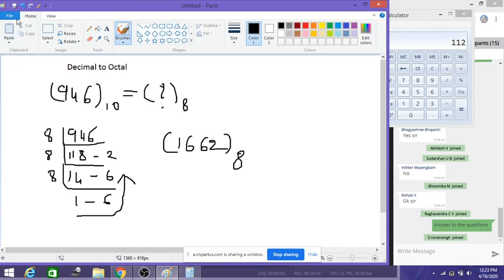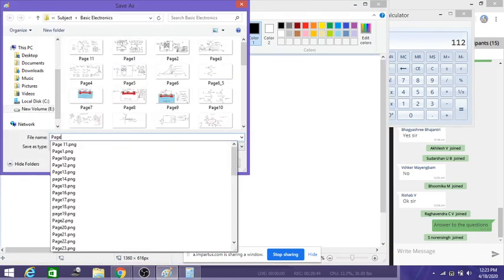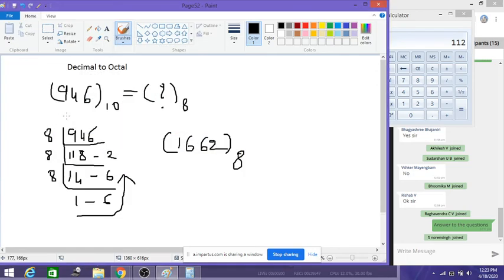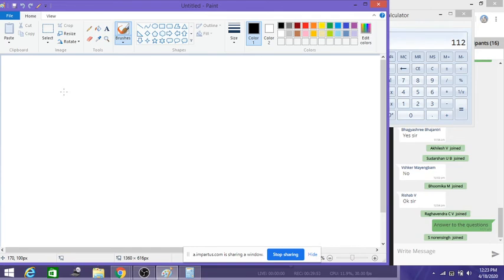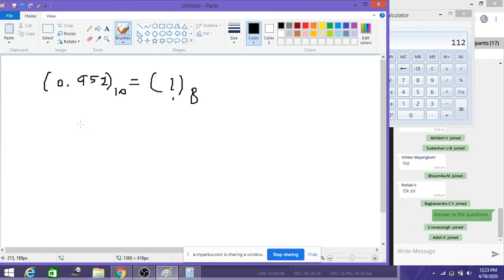Okay, so let me save this page here. Now let us see how to convert decimal numbers of base 10 to base 8. Let us take an example of 0.952 base 10. It is the same thing: anything which is to the right side of the point, we have to multiply with respect to the base we want.